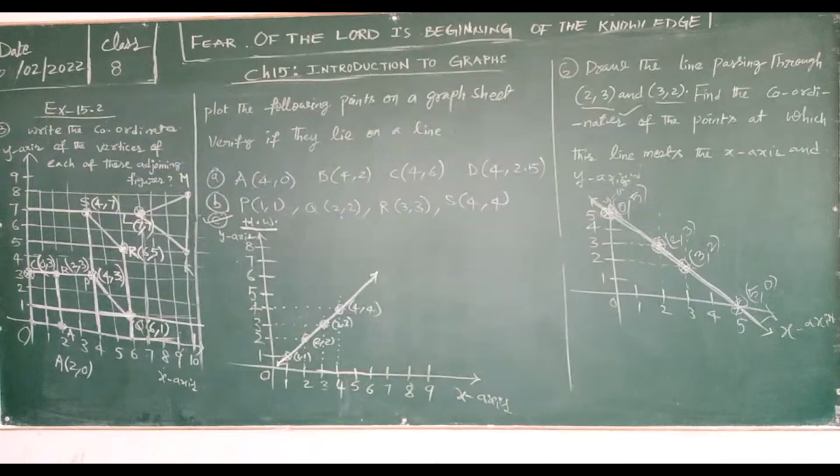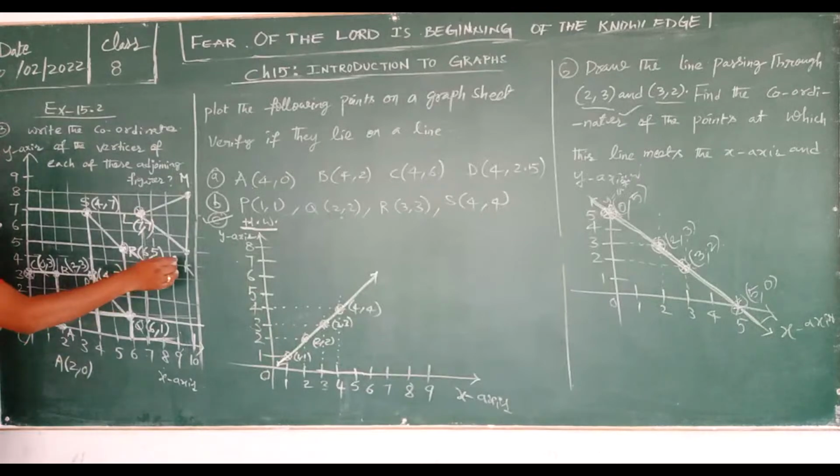And again, Naman, Namrata written 7, 7. Okay, two students. So Dimple written 7, comma 7. Right. You all done good job. And similarly, now what about your K?